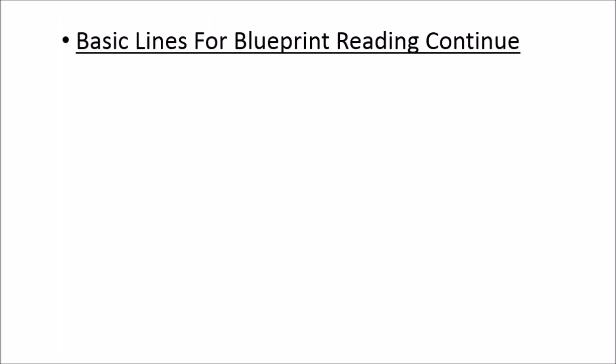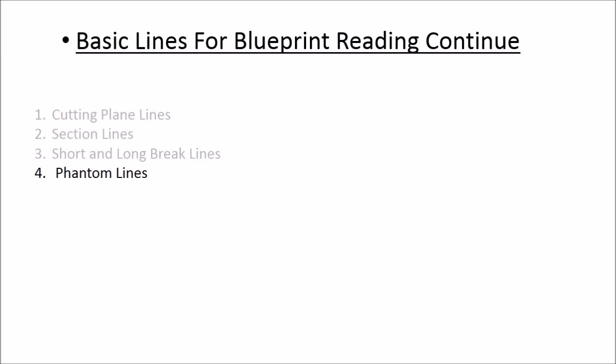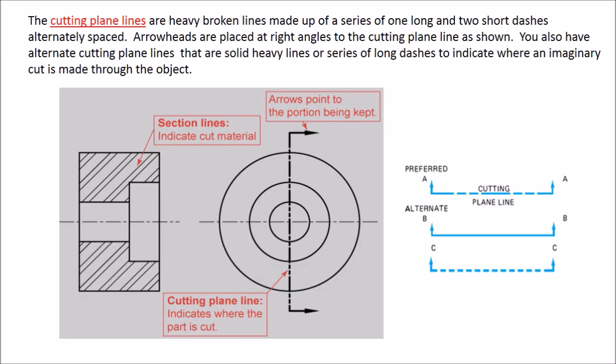We'll first discuss the cutting plane lines, the section lines, the short and long break lines, and the phantom lines. First, we're going to discuss the cutting plane line. The preferred cutting plane line is a heavy broken line made up of a series of 1 long and 2 short dashes alternately spaced.